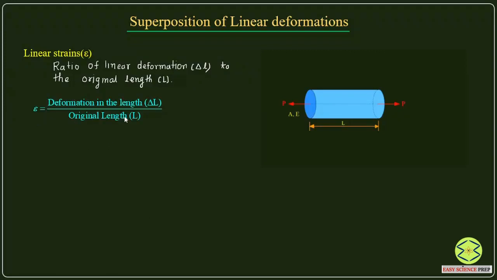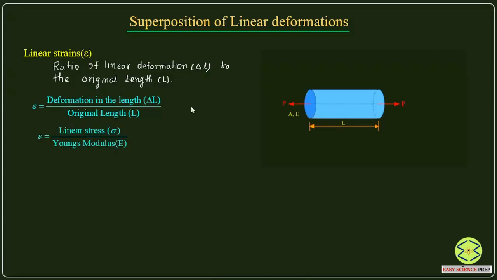We also know that there is a relationship between linear strain and stress. Stress is basically the tensile load P divided by the area of cross section. You can find the relationship between stress and strain by using Hooke's law. So we have the linear strain epsilon equal to linear stress divided by Young's modulus. This expression is derived from Hooke's law, because by Hooke's law we know that linear stress is proportional to linear strain, that is, linear stress sigma equals Young's modulus times linear strain.